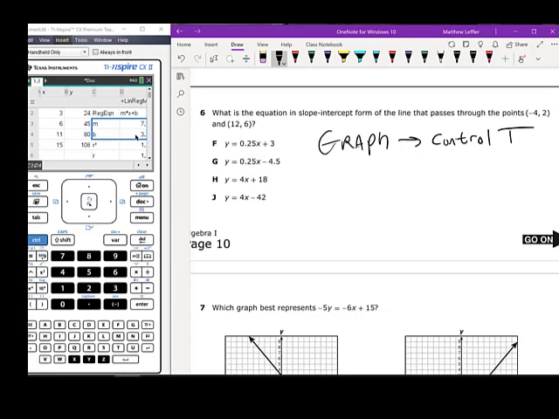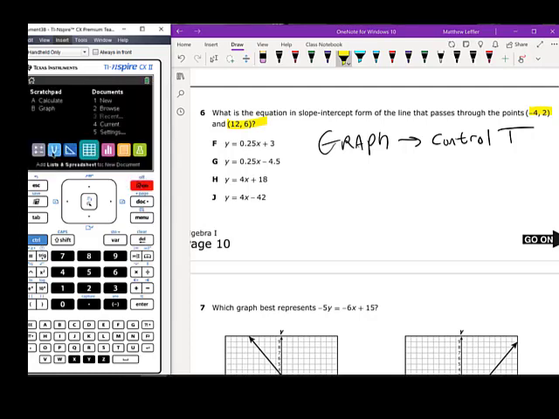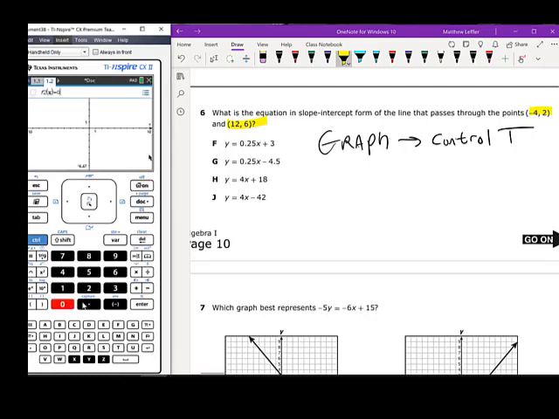So let's graph that first answer choice, and we're looking for these 2 points in our table. 0.25x plus 3. So there's my line. Control T gets me my table. I'm looking for the point -4, 2. There's -4, 2, and 12, 6. And there it is. So it looks like our first answer choice.